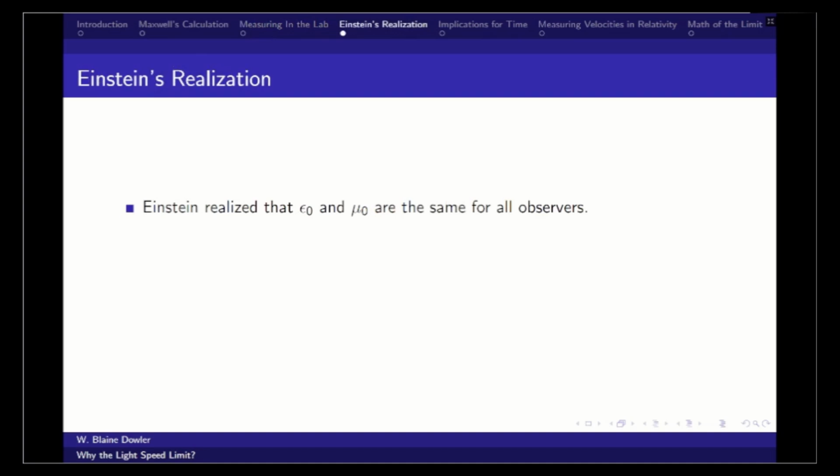Einstein was the one who looked at Maxwell's equation and didn't say, wow, that's what light is. He said, wait a minute. Epsilon 0 and mu 0 are the same for all observers. They're physical properties of the universe.